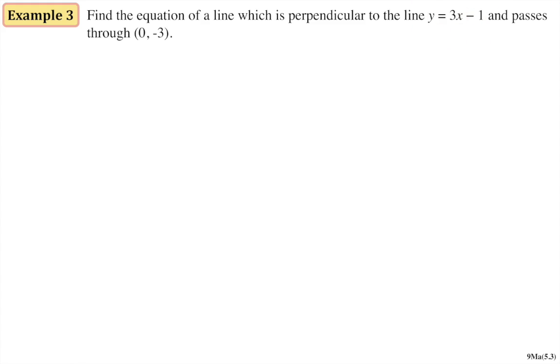This line here has a gradient of 3, but our line is perpendicular to that. So we know that parallel lines will all have a gradient of 3. What will the perpendicular line have? This is the trick. Let's say line 1 had a gradient of 3. That's the same as 3 over 1.